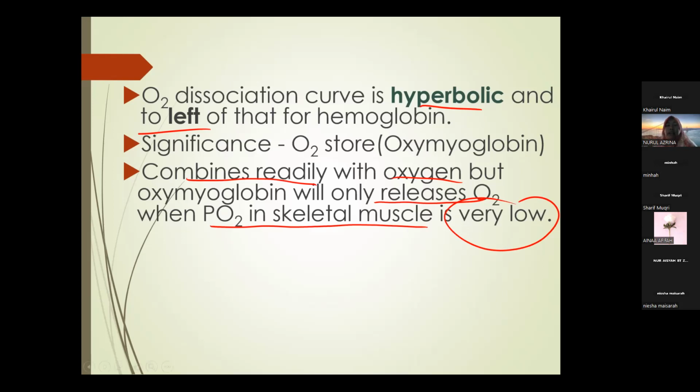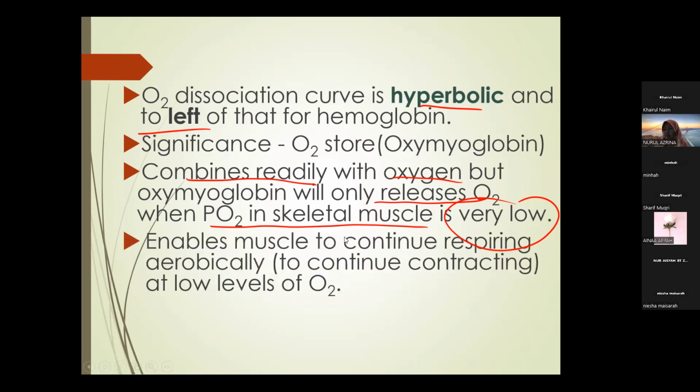Okay, that's why when we jog and start feeling cramps in the legs, it shows, it proves that myoglobin has unloaded a lot of oxygen from the skeletal muscle. So oxygen has decreased, so our muscle may be about to switch to anaerobic respiration. That's why you start feeling fatigue, aching, all of that. Okay. So this will enable muscle to continue respiring aerobically even at low level of oxygen. Okay.